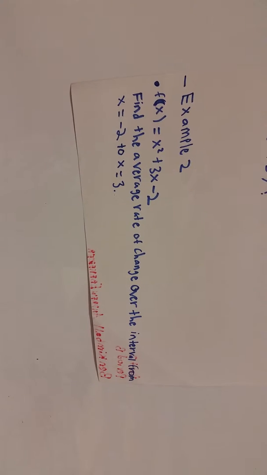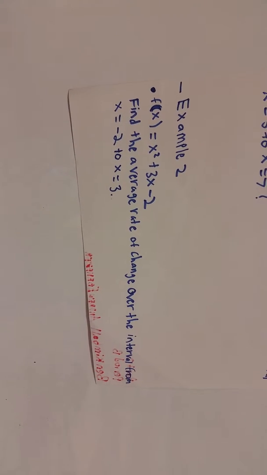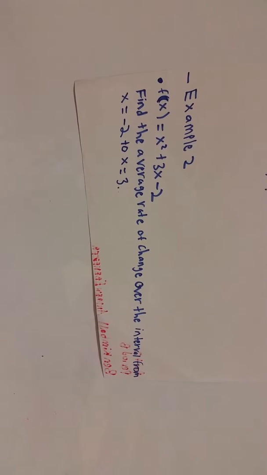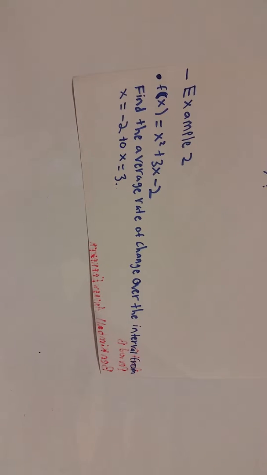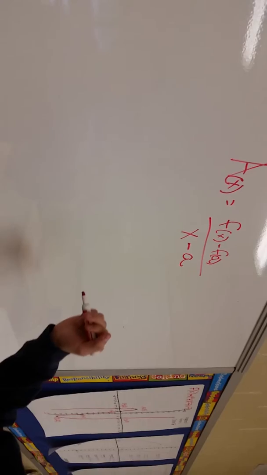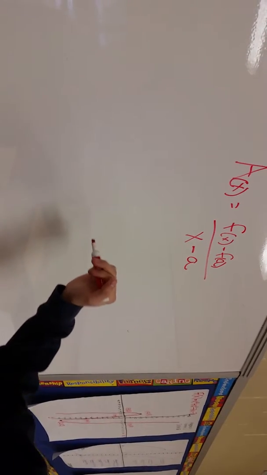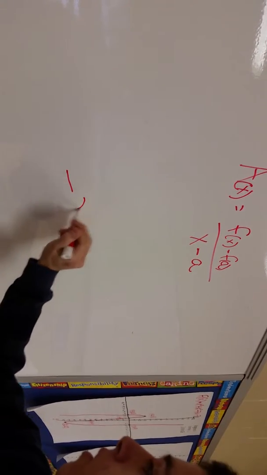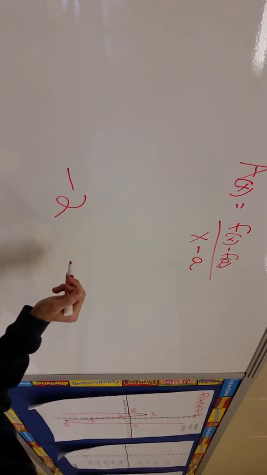For example 2, the equation says f of x equals x squared plus 3x minus 2. Find the average rate of change over the interval from x equals 2 to x equals 3. So the interval is negative 2 over x equals 3.